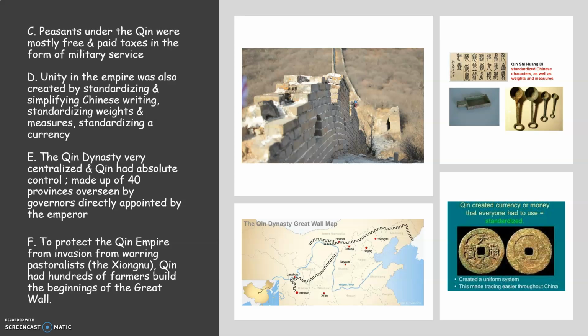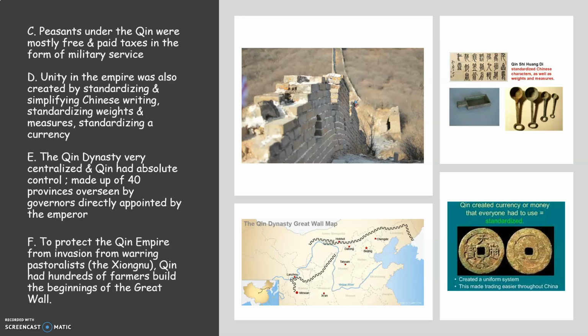The Shin Dynasty was very centralized, so the leader had ultimate power, and the Shin Dynasty was broken up into 40 provinces that were overseen by governors. Sort of think like our 50 states, but those governors were directly appointed by the emperor.